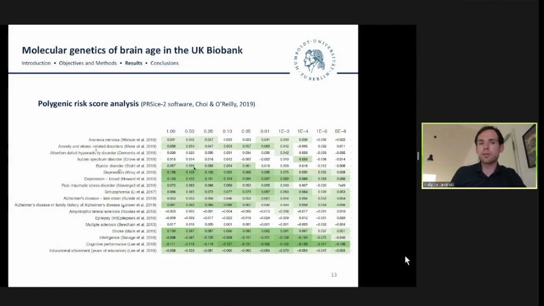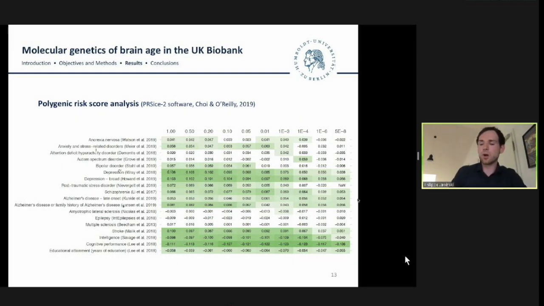And what you can see here are the results of a regression analysis. So these are beta weights. And basically, they can be interpreted as follows. With one standard deviation increase in the genetic risk score for depression, we see an increase of 0.1 years in gray matter brain age. So these are the gray matter brain age results. In contrast, for cognitive performance, one standard deviation increase in the genetic score for cognitive performance is associated with a decrease of 0.1 years in gray matter brain age. So these findings are very plausible.